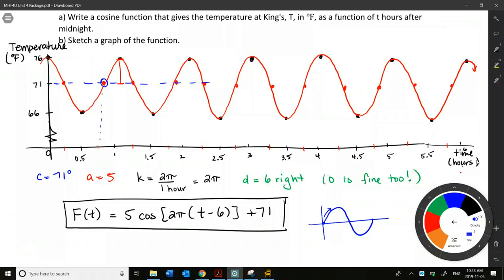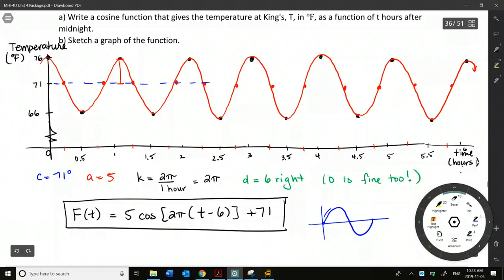So cosine, looking for the nearest max to the y-axis usually. In this case, we use 6 to the right because it told us the cycle started at 6 a.m. And then for sine, we're looking for the closest rising midline to the y-axis. Wait, so why did we put 0.75 and not 6? This one asks us for a cosine function. So for cosine, I'm looking for the maximum, not the rising midline.